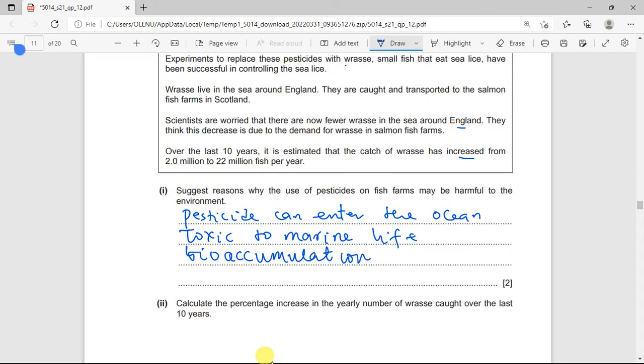Can lead to bioaccumulation, and this bioaccumulation and toxicity can lead to death, and thereby it will affect the food chain.